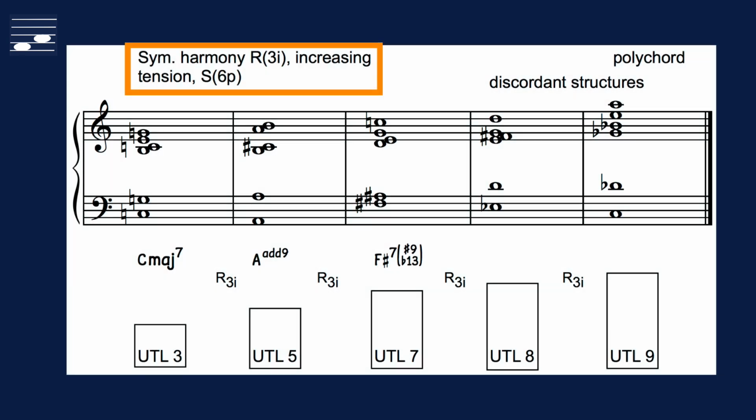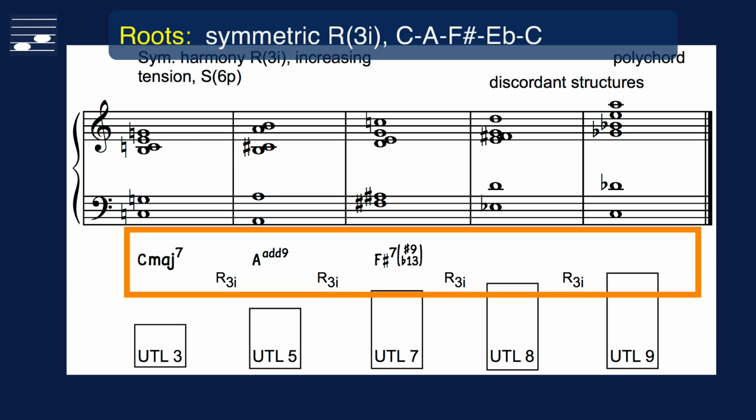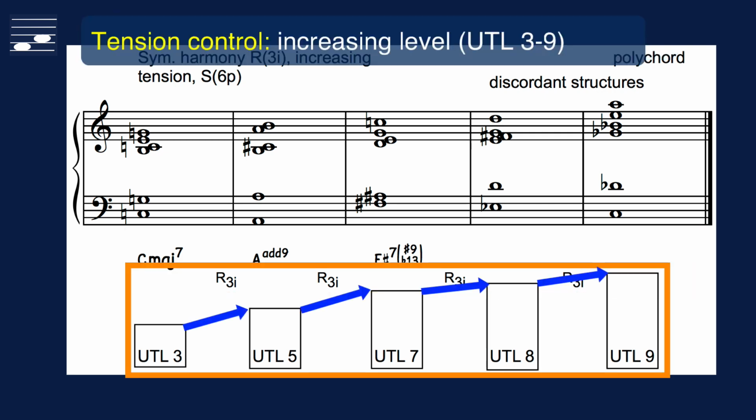The example contains 5 chords only, opening and closing on root C. Root movement is labeled as chromatic R3I, descending minor thirds. I have no equivalent diatonic chord labels for the highly discordant chord structures at the end, including a polychord G-flat minor over C7. We observe how the tension level rises from UTL 3 to the maximum 9 at the end.